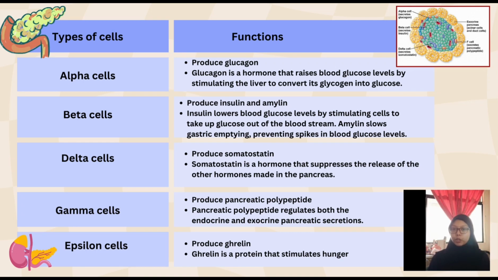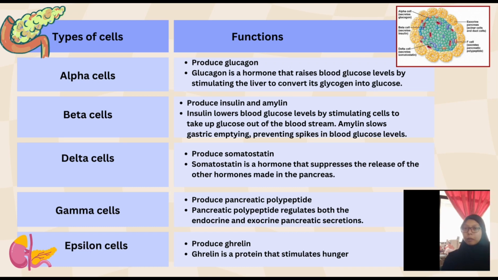Delta cells produce somatostatin and make up 3 to 10% of the total islet cells. Somatostatin is a hormone that suppresses the release of the other hormones made in the pancreas. Gamma cells produce pancreatic polypeptide and make up 3 to 5% of the total islet cells. Pancreatic polypeptide regulates both the endocrine and exocrine pancreatic secretion.